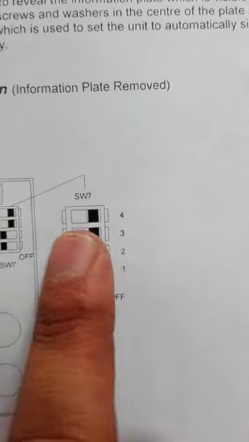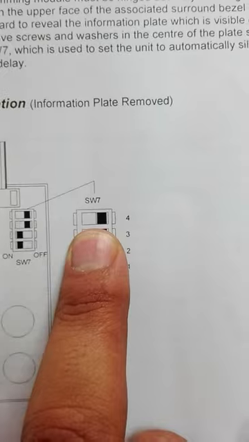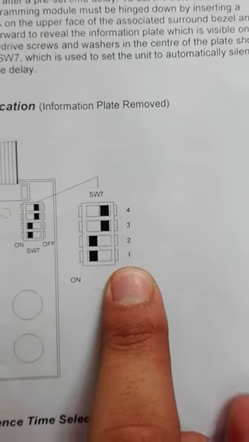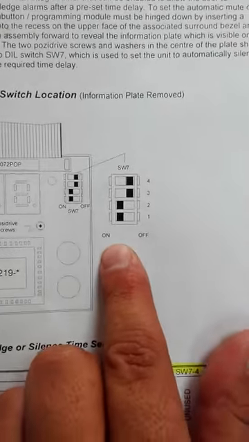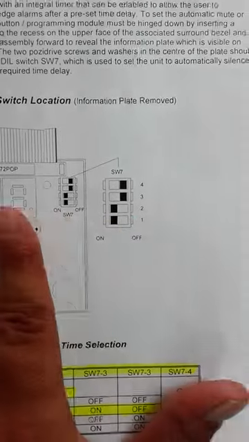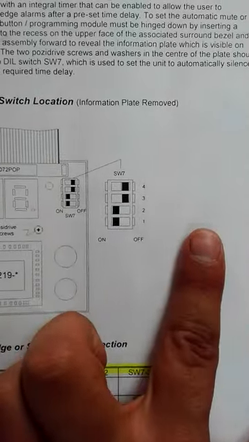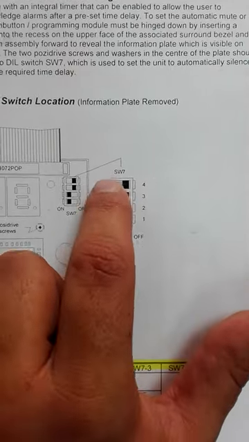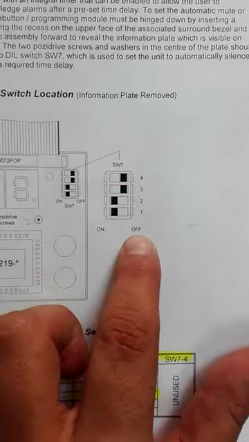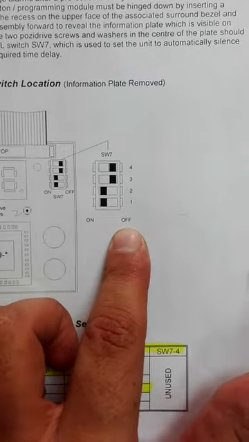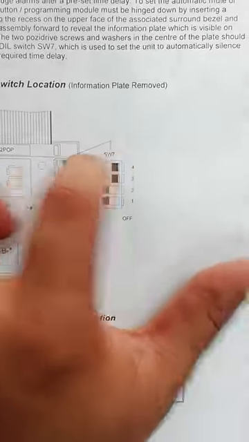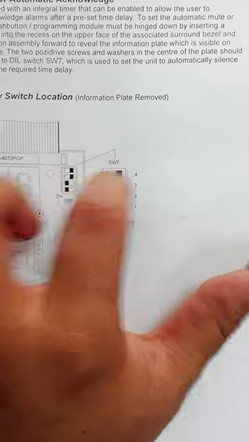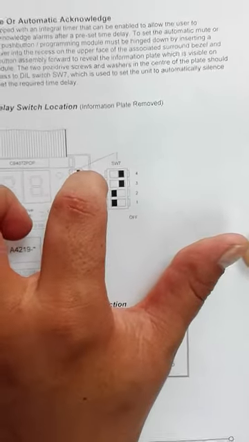Now see here, this is the switch labeling in the diagrams. This is switch number 1, 2, 3 and 4. And this one is now in the on position. This side shows on, this side shows off. Switches 3 and 4 are switched off now. If you need to switch one on, you have to move it to this side. To make 3 on, move it to this side.